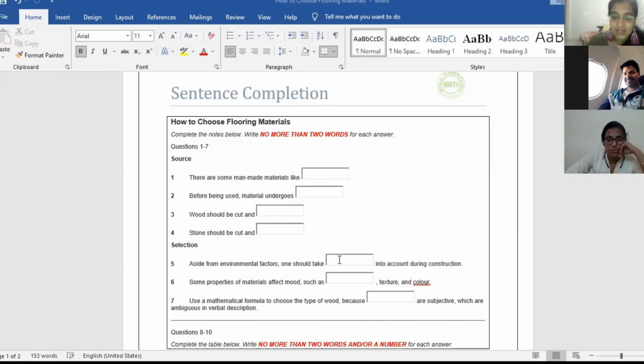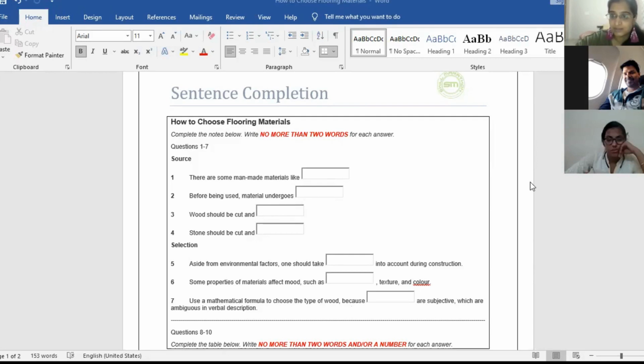And he also talks about some properties of materials affecting moods, such as grain pattern. Correct? I think, yes, grain pattern. Some of you have got that. Texture and color. Use a mathematical formula to choose the type of wood, because he says that words are subjective. Please consider the mathematical formula. So the answer is because words are subjective.